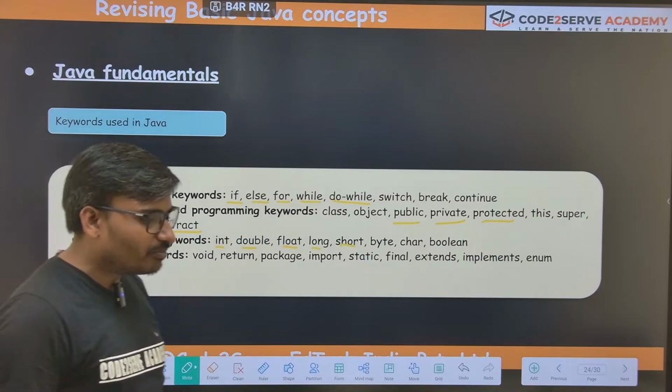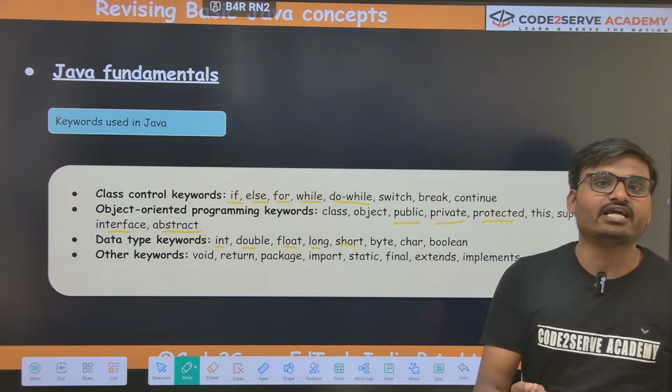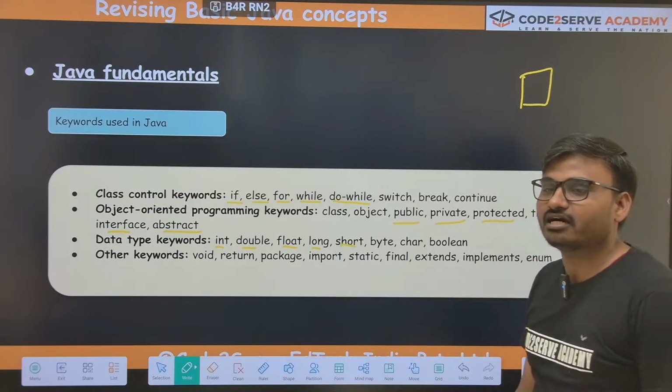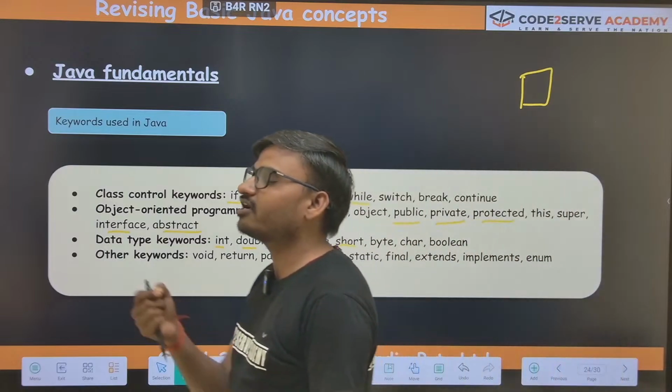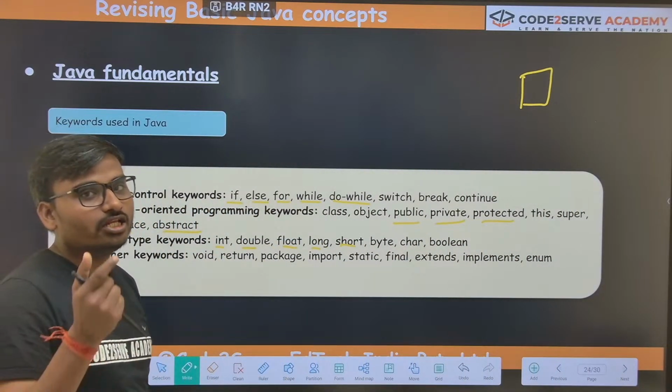So what is data type? In short, data type is basically a container. What I mean by data type is a type of container. So we have different types of containers to store different types of values in it.